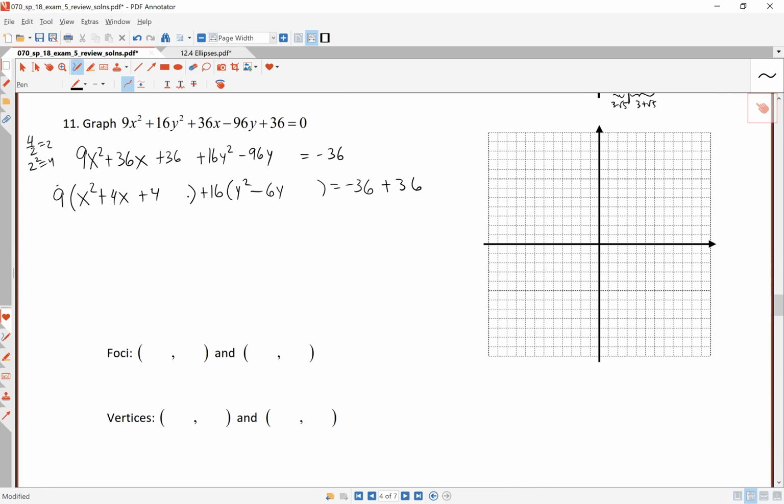Negative 6 divided by 2 is negative 3. And negative 3 squared is 9. So we're adding the 9 inside. And 16 times 9 meant we really added a 144 to both sides. So we have to offset that by adding 144. So when all is said and done, we have 9 times (x plus 2) squared plus 16 times (y minus 3) squared equals 144.